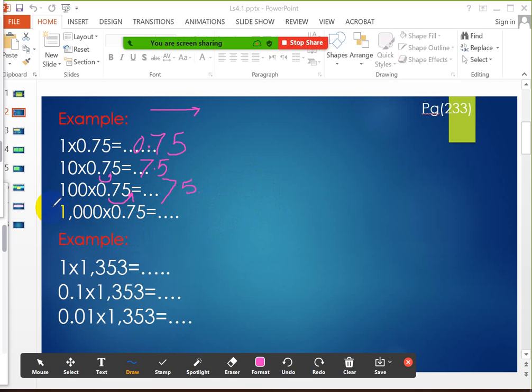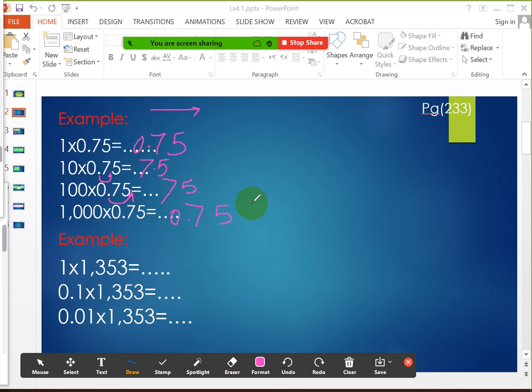What about if I want to multiply 1000 with 0.75? Also, I have to move the decimal point a number of digits equal to the number of zeros in the 1000 here. I have 3 zeros, so I have to move the decimal point 3 digits. Okay? But there is no digit here. I have only 7 and 5 and the decimal point right here. Right? And there is no third digit.